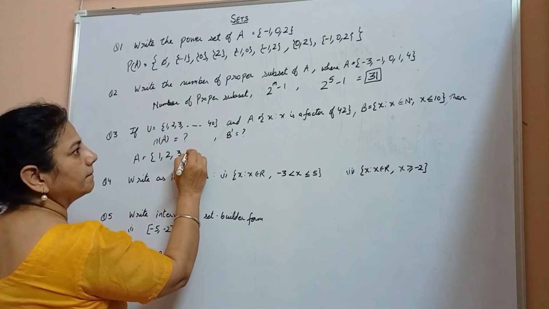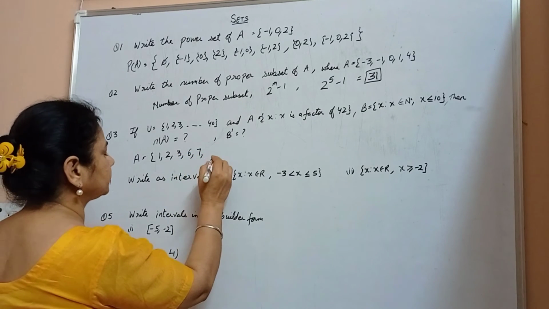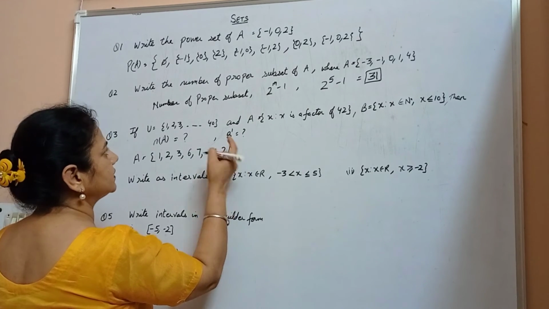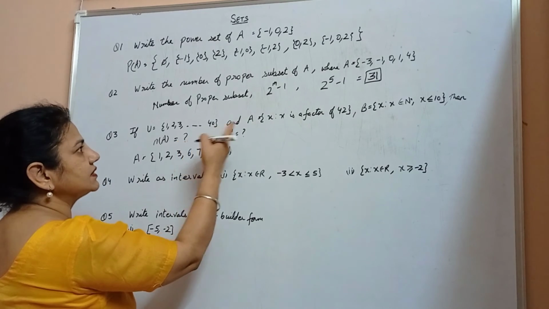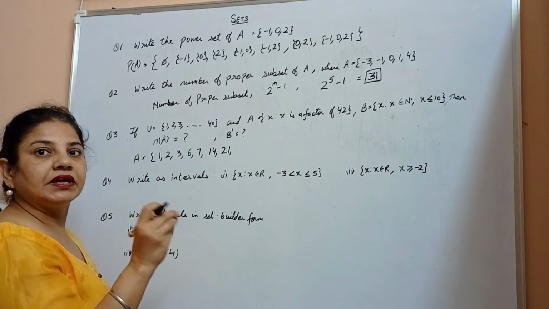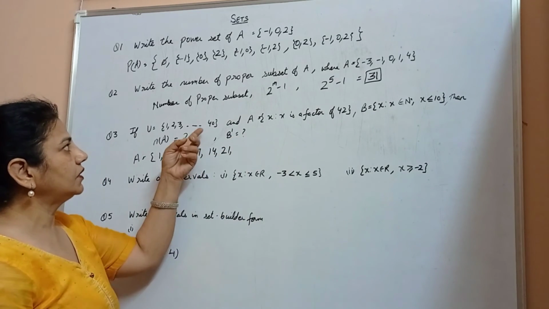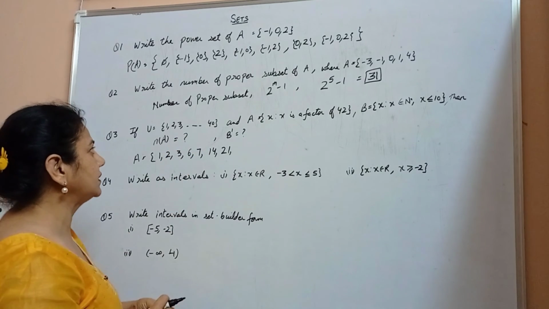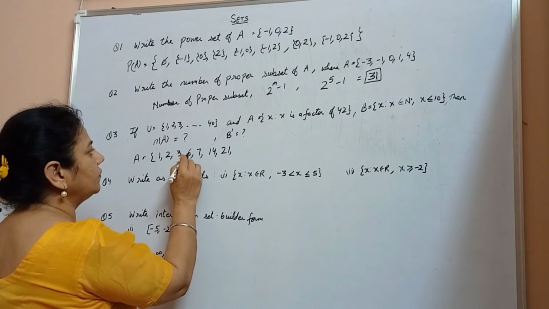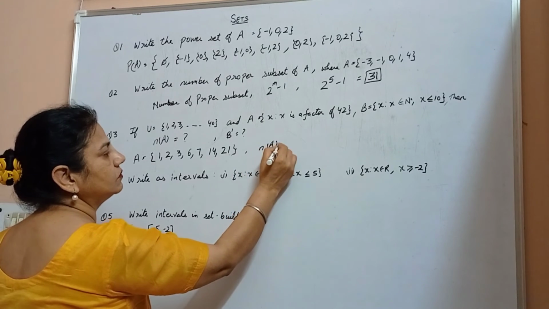then 6, 7, 14, 21, that's it. 42 is not there in the universal set. If a universal set is given to us, we always compare it with the universal set. 42 is a factor, but it is not in the universal set, so it doesn't get included. I have to write only the number of elements in set A. So 1, 2, 3, 4, 5, 6 and 7. So I will write n(A) is equal to 7.